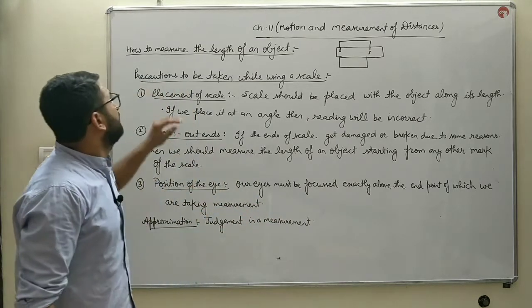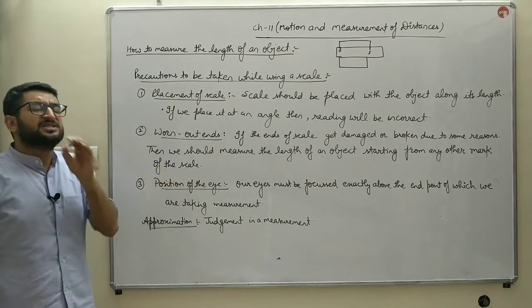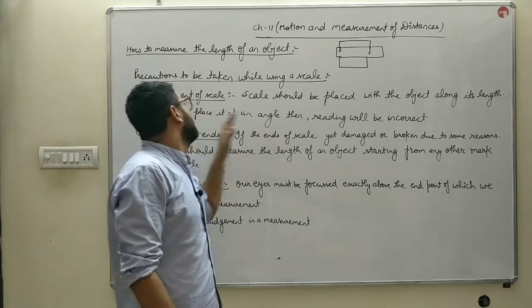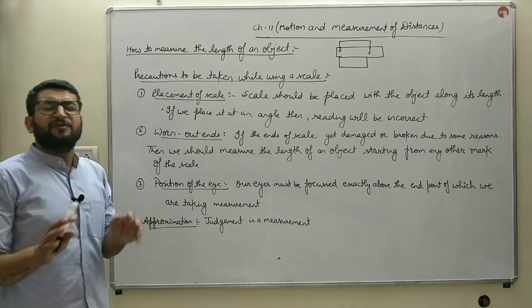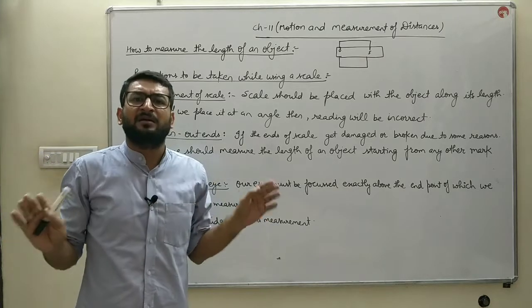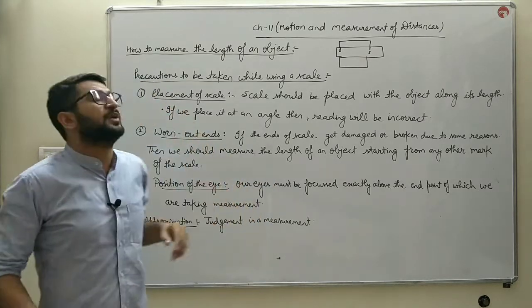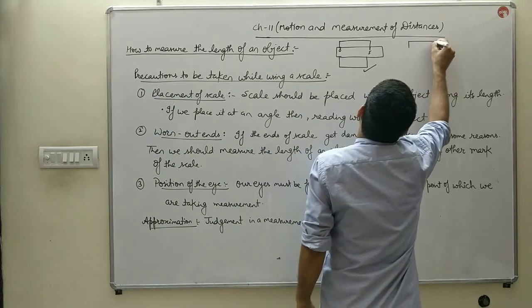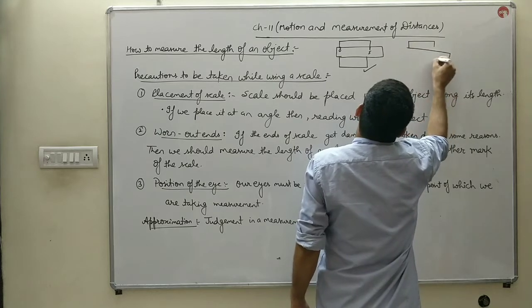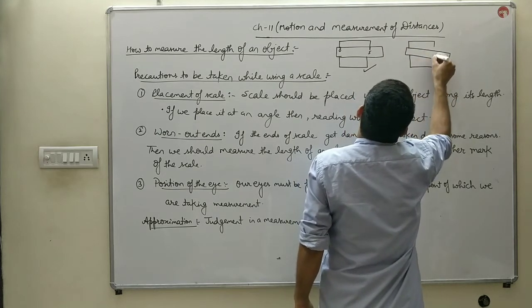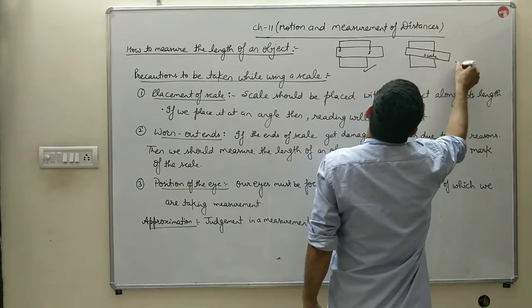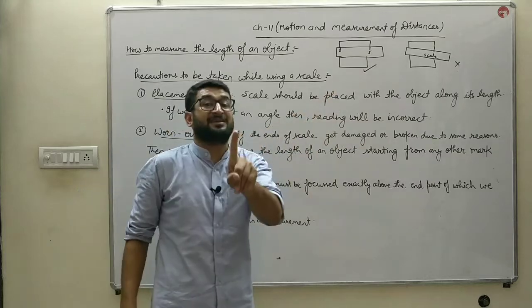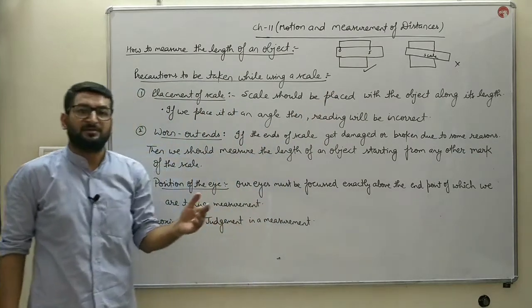The first one is placement of a scale. The scale should be placed with the object along its length. If we place the scale at any angle other than straight, then the readings will be incorrect. The correct placement of the scale is this, beta. If to measure this card you place the scale like this, then your reading will be inappropriate. So this is incorrect placement of the scale, whereas this is the correct placement of a scale to measure.